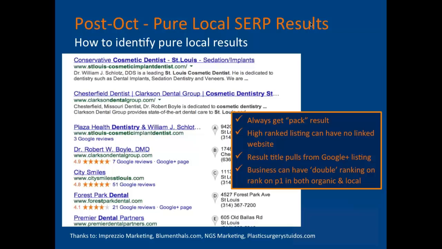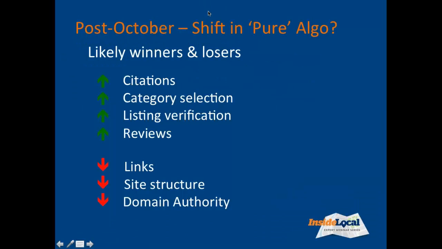And businesses can now double rank on page one in both organic and local. So are there two algorithms again driving the two different sets of results? So that's a potted history of what we've seen, the manifestation of these changes in the search results.